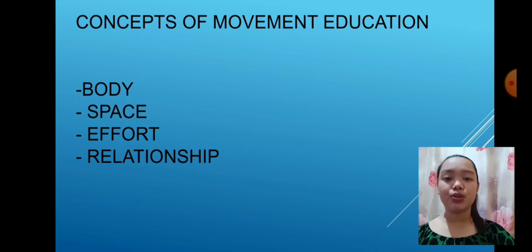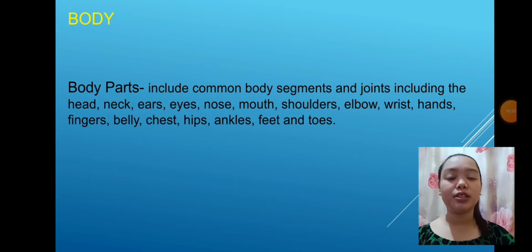I am tasked to create a demonstration teaching video about the concepts of movement education. The four concepts of movement education are body, space, effort, and relationship. First, I'll discuss the body. The first subcategory of body is body parts.